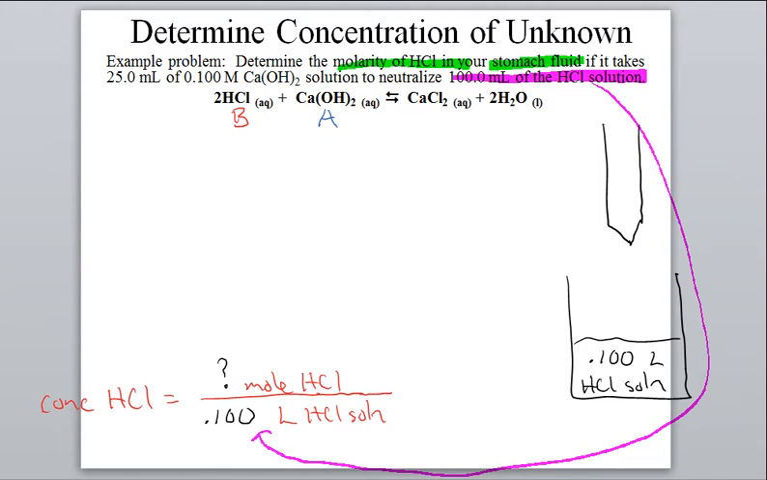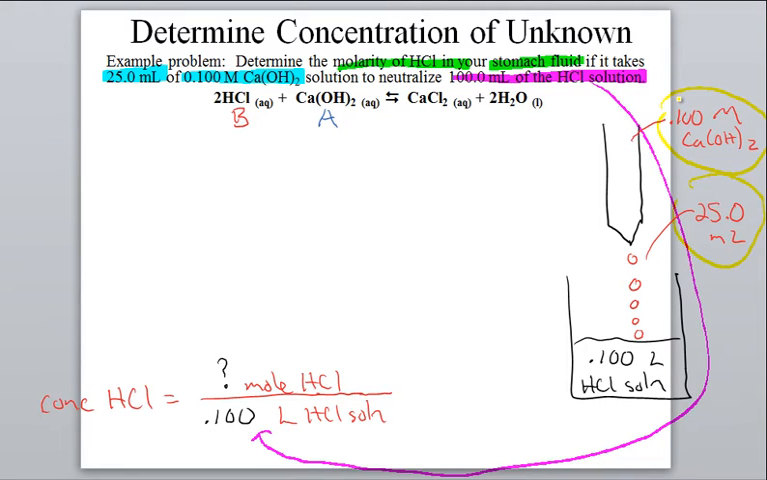The calcium hydroxide solution is of a known concentration. It's 0.1 molarity. During the titration experiment, there was some indicator that was added to the HCl solution, and it took 25 milliliters of the base to reach the endpoint, to reach the equivalence point. That's when the solution turned pink. So it took 25 milliliters of the 0.1 molarity calcium hydroxide to reach the endpoint.